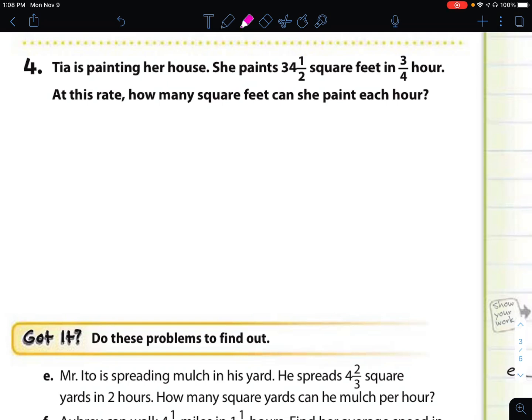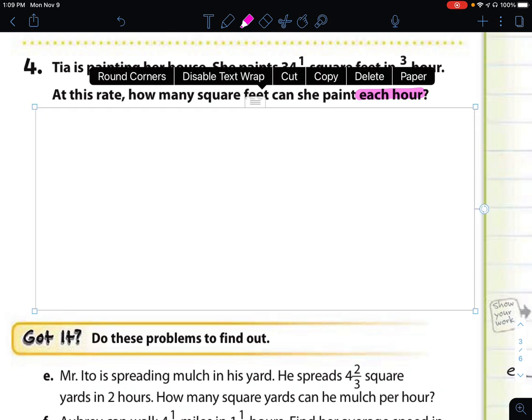So you know it's asking for a unit rate because it's saying each hour, which means 1 hour. That tells you that the denominator should be equal to 1. So again, she's painting her house, and she can paint 34 1/2 square feet in 3/4 of an hour. So how many square feet can she paint in each hour? Let's take a look at this problem.